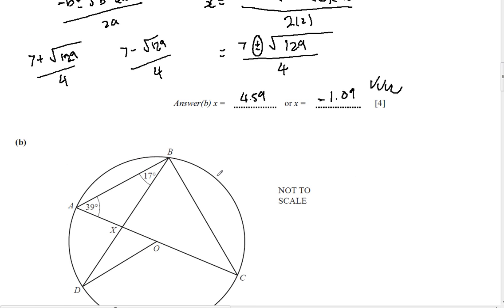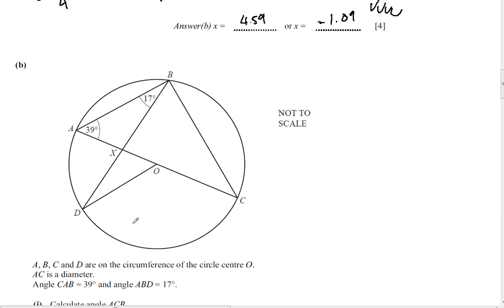Cool. Okay, circles. So calculate ACB. ACB. So this is ACB over here. So we can see that this triangle ACB passes through the center of the circle, which means that B is 90 degrees. So therefore C is just going to be 180 minus 39 minus 90. Which is going to be 90 minus 39, which is going to be 51 degrees.